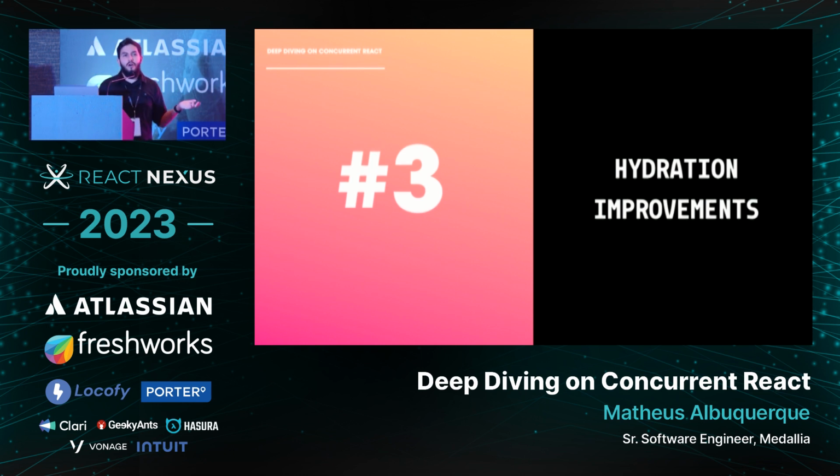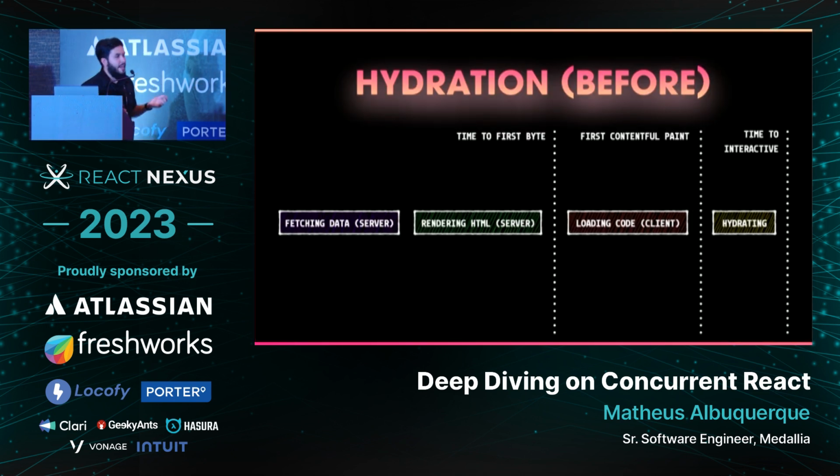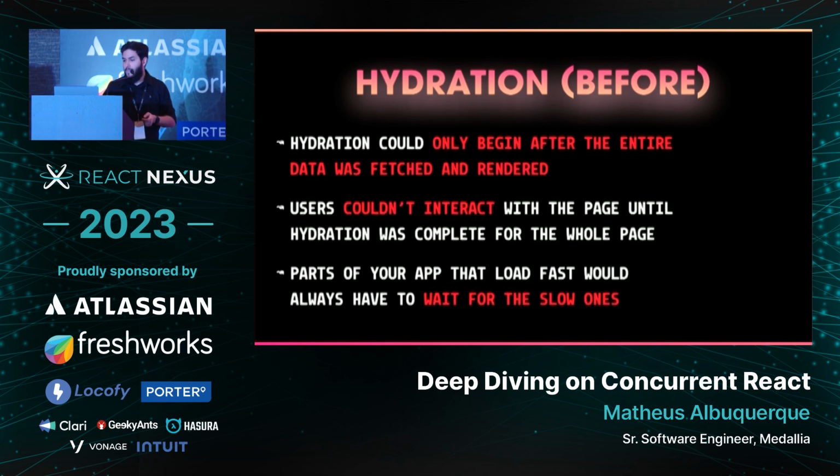You just saw a great session about hydration and SSR and so on, so I won't focus a lot here. But recapping what we just saw, this is what we used to have before. We would have to fetch all the data in the server and then render the HTML, and that's when we got our first byte. And then we would load code on the client and get our FCP. And then finally, after hydrating things, we would have interaction.